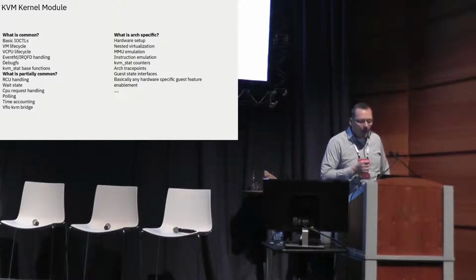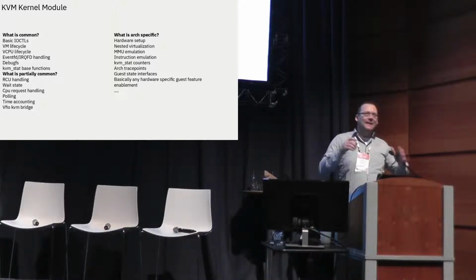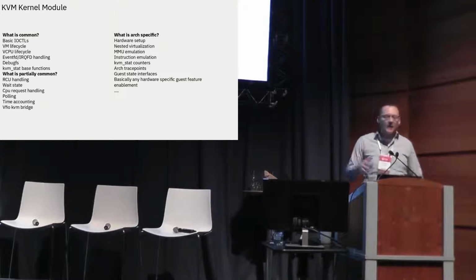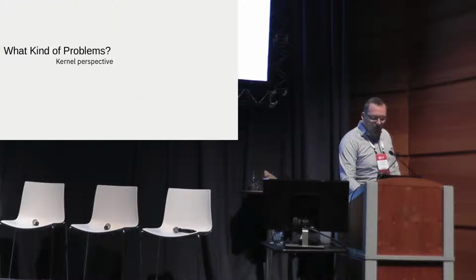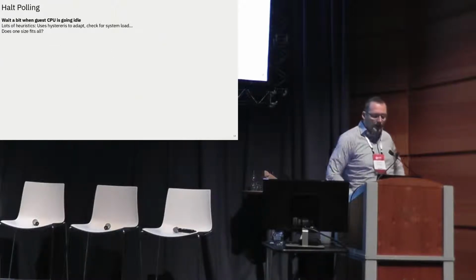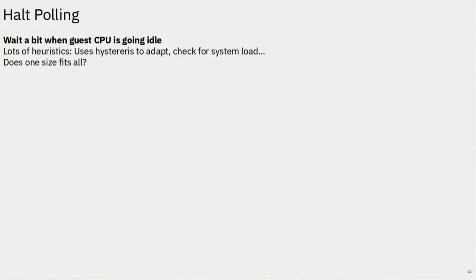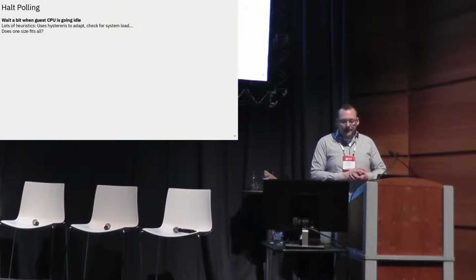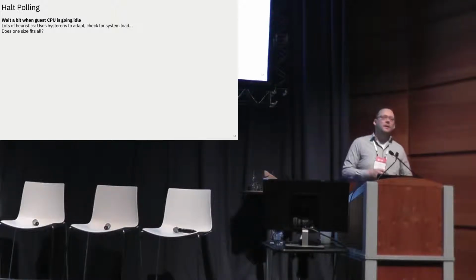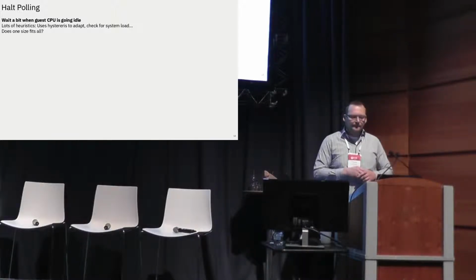But still, wouldn't it be nice to actually identify these things that could be shared across architectures? And why didn't it work out so well? What kind of problems did we have? Let me give one example here. There is a feature called halt polling, and that feature is part of KVM, and what it does is it optimizes the performance for workloads where the guest CPU is basically stopped for a short period of time.